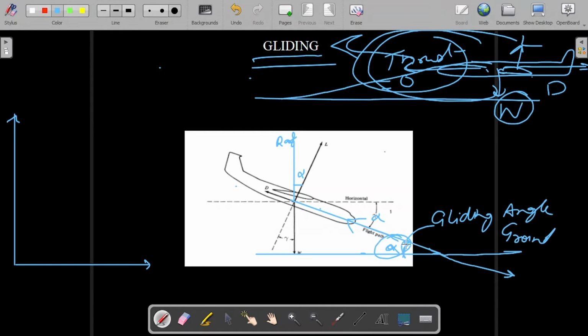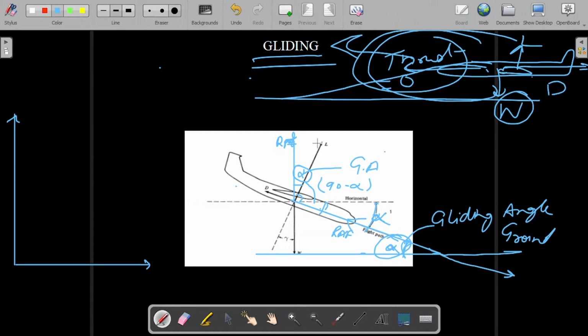If you do simple mathematics, if this is the gliding angle, this is also equal to alpha. The angle between the lift and the relative airflow is 90 degrees, and this is alpha, so this is 90 minus alpha. And the angle between the horizontal line and the resultant force, the force between lift and drag, is also 90 degrees. That means this angle is also alpha, that is the gliding angle.